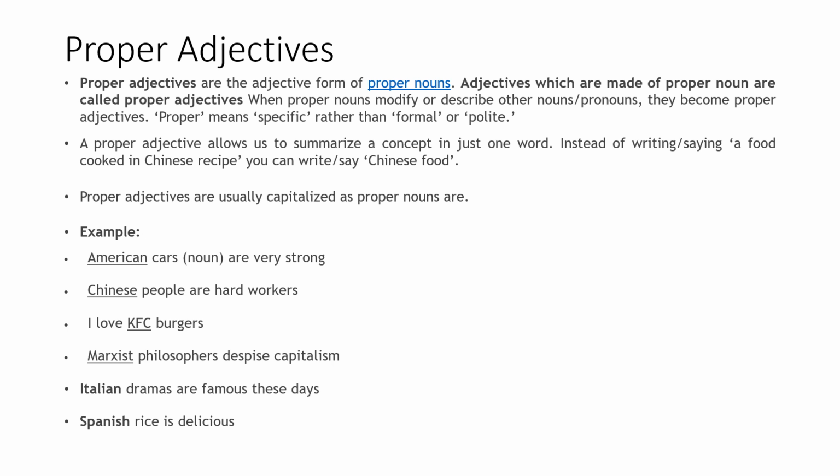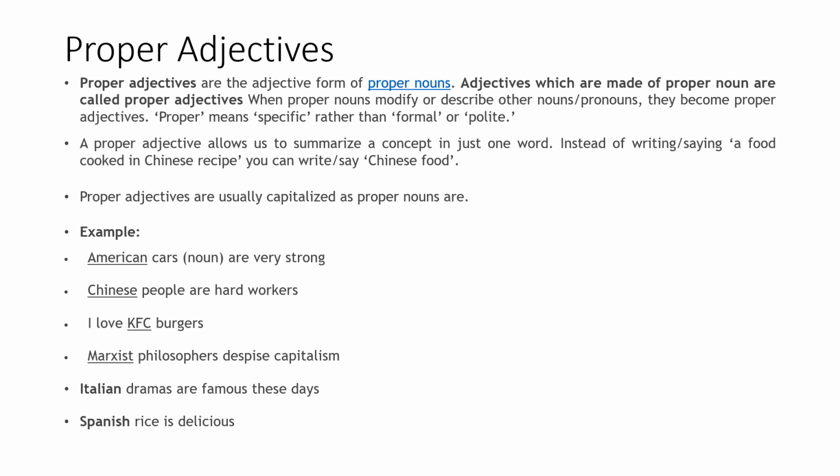A proper adjective allows us to summarize a concept in just one word. Instead of saying a food cooked in Chinese recipe, you can write or say Chinese food. Proper adjectives are usually capitalized as proper nouns. For example, American cars are very strong. Chinese people are hard workers. I love KFC burgers. Marxist philosophers despise capitalism. Italian dramas are famous these days, or Spanish rice is delicious.